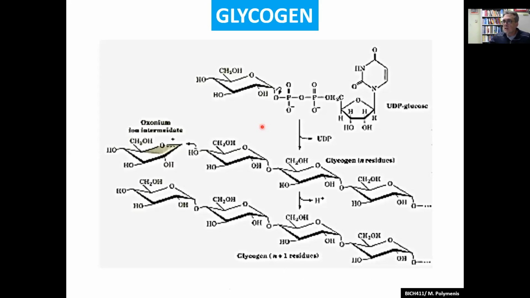All right, and so that's the idea. So you keep adding all these residues, and that's the intermediate. This is the activated glucose that comes in for every extension that you do, for every single one you add. And the UDP leaves, it generates an oxonium intermediate, which is attacked by the 4 carbon oxygen on the chain that was already there on glycogen.